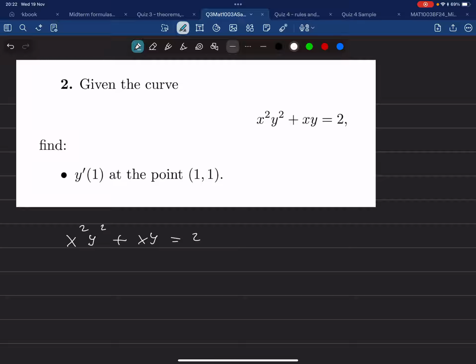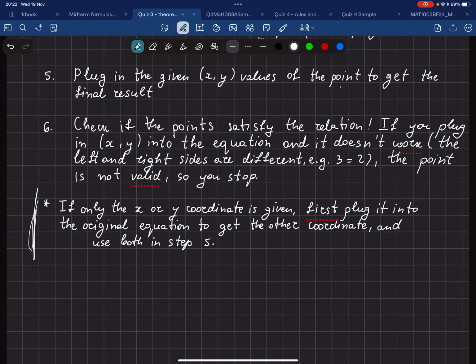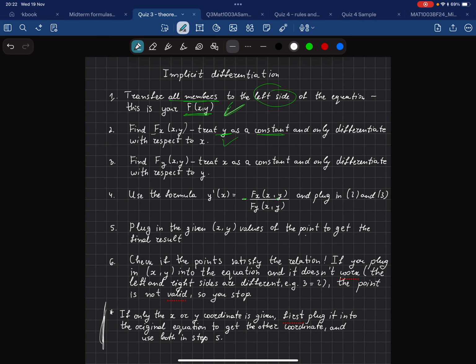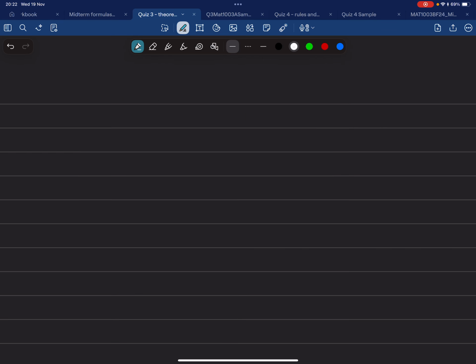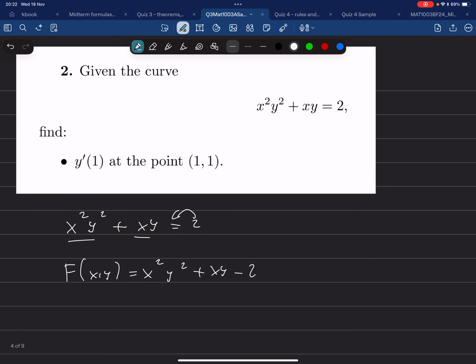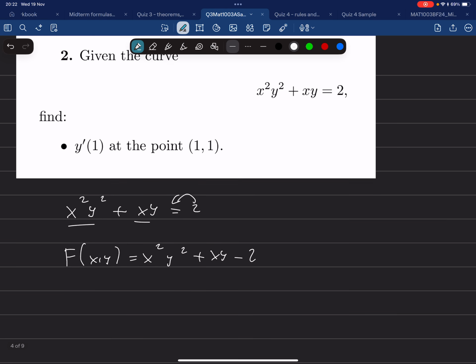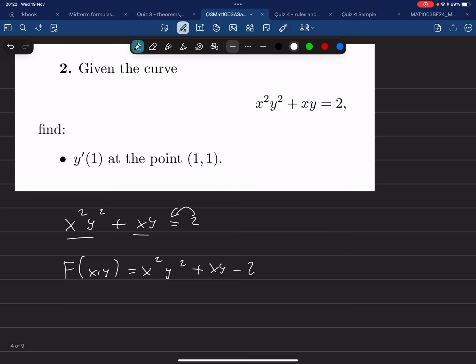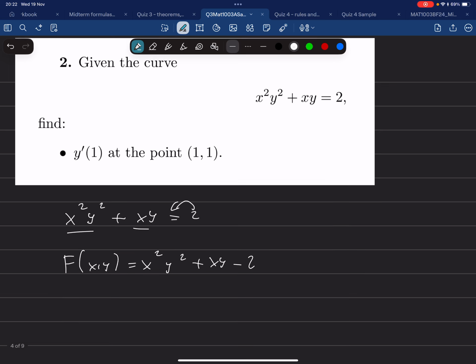And now let's just go through the steps once again. First step was move everything to the left side and assign it to a function called f of x and y, right? So move everything to the left and assign it to a function. So my f of x and y would be x squared y squared plus xy minus 2 because I need to bring this to the other side, and then of course I change sign. Okay, perfect.